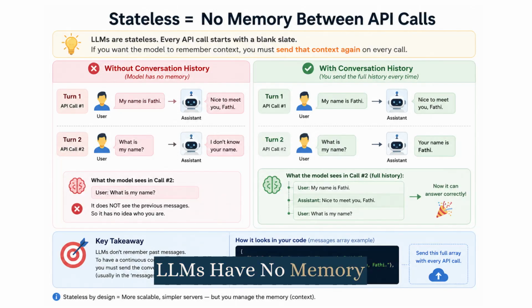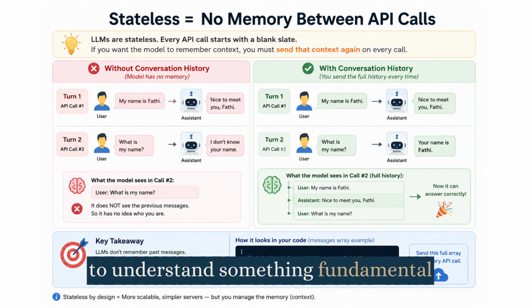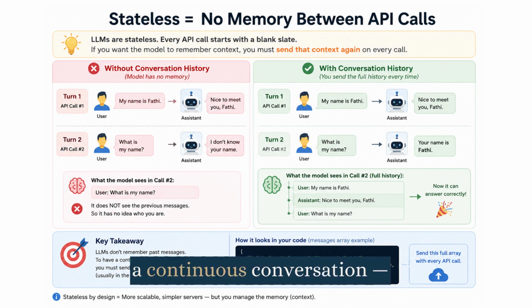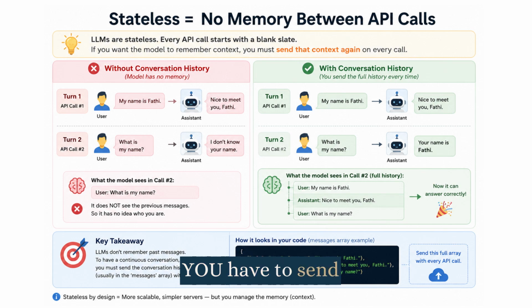LLMs have no memory. You provide everything. Before we can fix the problem, you need to understand something fundamental about how LLMs work in an API context. These models are stateless. Every single API call starts with a blank slate. The model has no idea who you are, what you asked 10 minutes ago, or what it replied. Zero memory. So if you want it to feel like a continuous conversation, if you want it to remember context, you have to send that context yourself on every call.